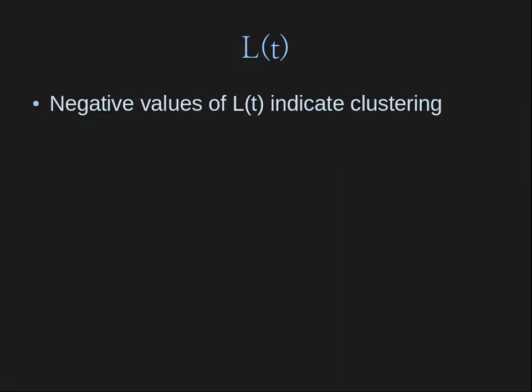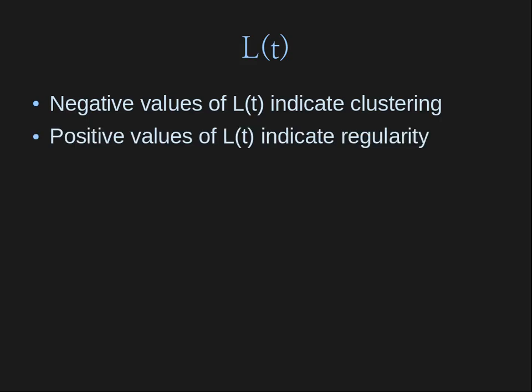Okay, so for this, it actually comes out different because we've shoved everything on the other side of the equation. This changes our sign of things. And so negative values for L are clustering. If it goes below 0, this is indicative of clustering. If it goes above 0, this is indicative of regularity.